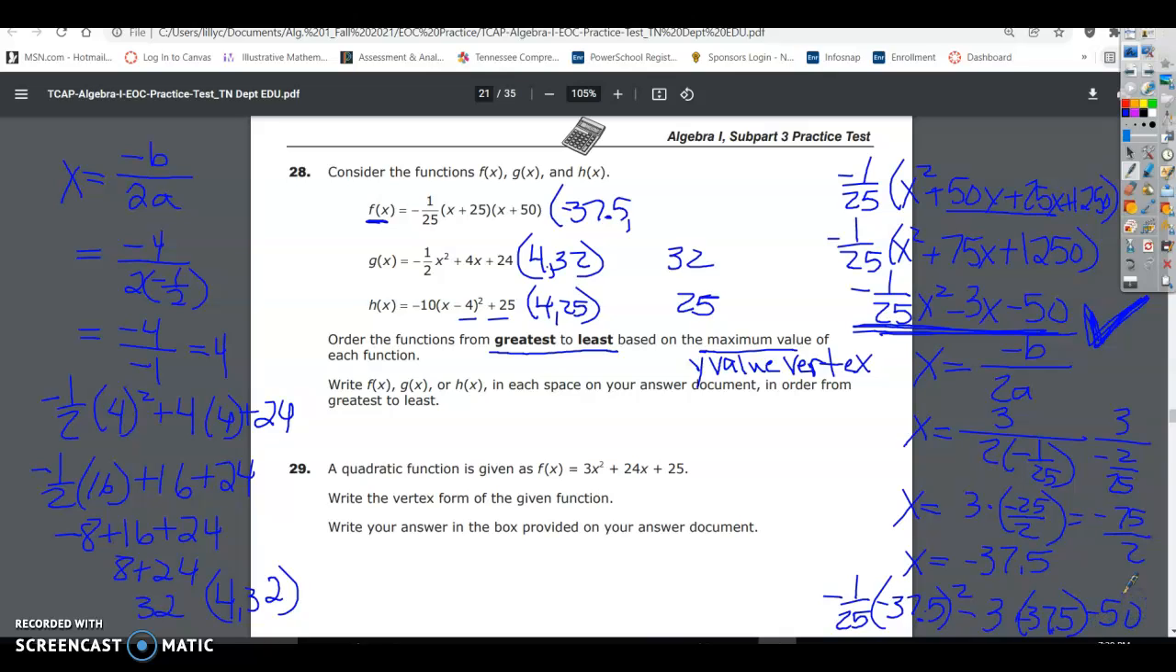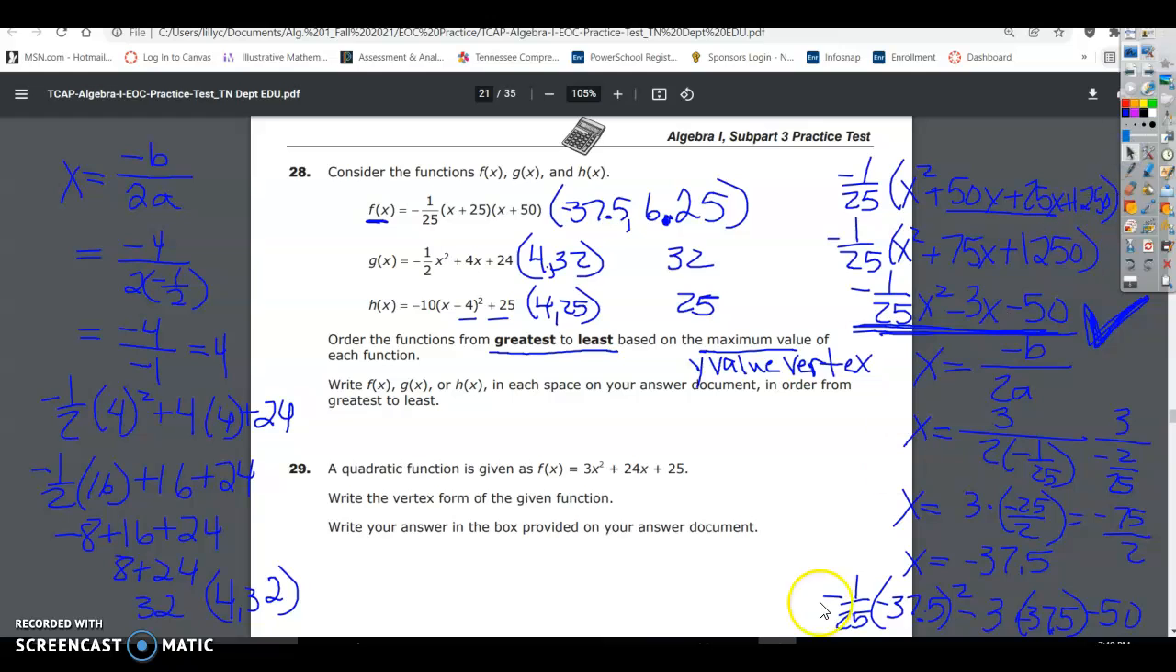All right, so I'm going to use my calculator here to do negative 1 over 25 times negative 37.5 squared minus 3 times negative 37.5, and then minus 50. All right, so it gave me a y value of 6.25. I am going to check that again in my calculator, but the reason I do this algebraically is because sometimes it's hard to find in the calculator.